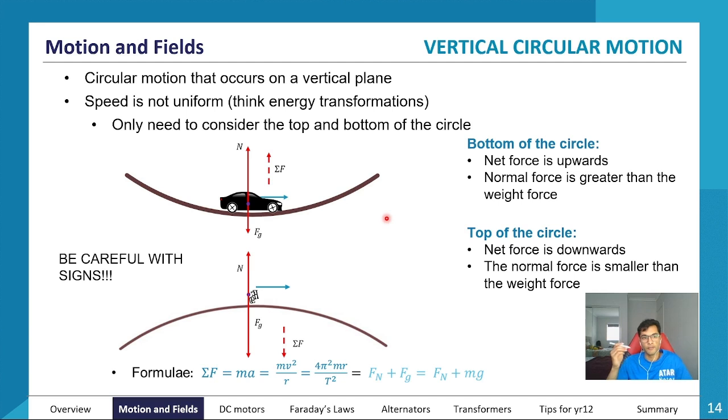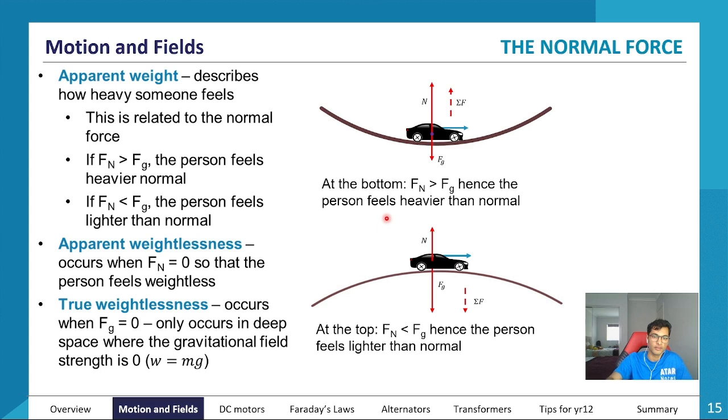Just keep in mind that the force of gravity is always downwards, and the centripetal force is always upwards, or not upwards, but towards the center. So that's where apparent weight comes in, right?